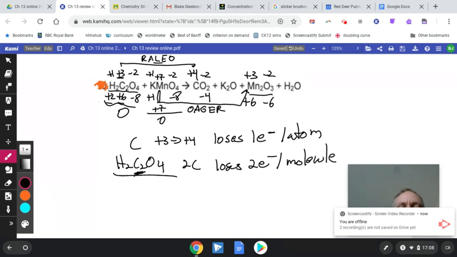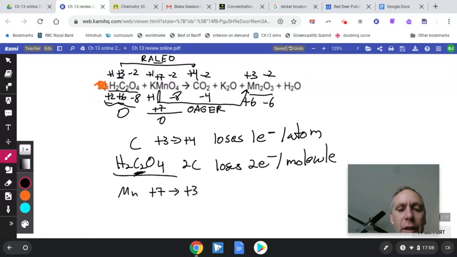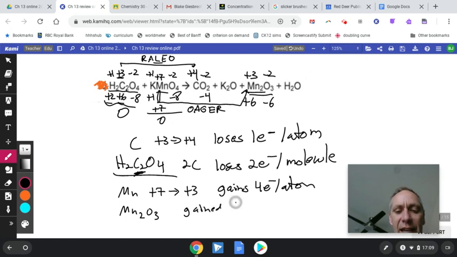Okay, let's take a look at our oxidizing agent. So that was the Mn, goes from plus 7 to plus 3. So that means it gains 4 electrons per atom. And if we look at the molecules, there's only 1 manganese there, but there's 2 in that one. So that means the molecule with the Mn2 in it, because it has 2 manganese, gained 8 electrons for the whole molecule because of the 2 manganese each gaining 4 per atom.